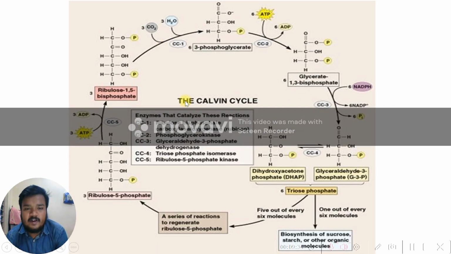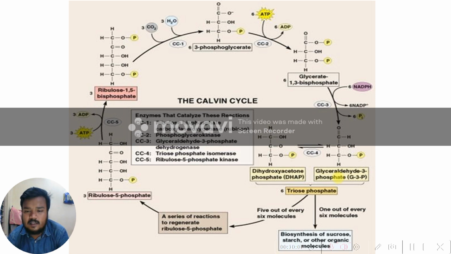So if we deep dive into the Calvin cycle, we can see that ribulose 1,5 bisphosphate, with the help of the enzyme Rubisco and carbon dioxide and H2O, gets transferred to 3-phosphoglycerate. Then with the help of ATP, it transfers into glycerate 1,3 bisphosphate. Now NADPH plays an important role. It reduces it and makes the triose phosphates, which are dihydroxyacetone phosphate and glyceraldehyde 3 phosphate.